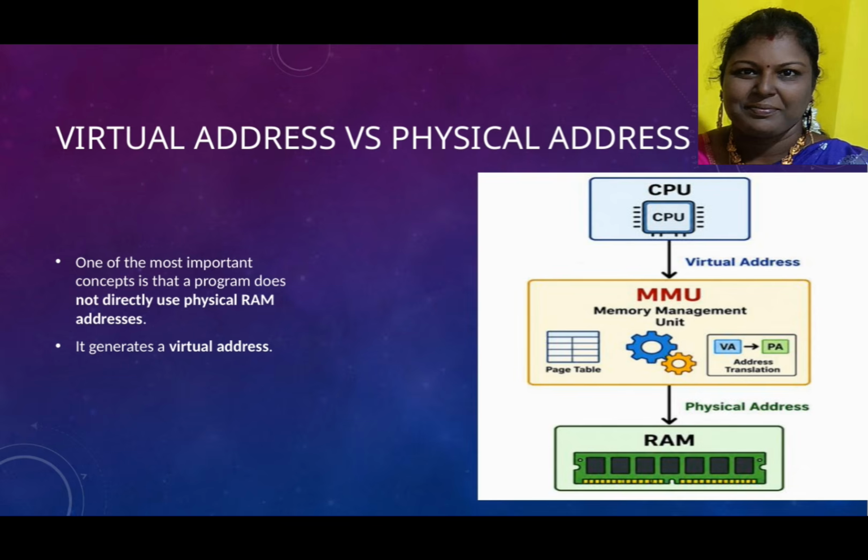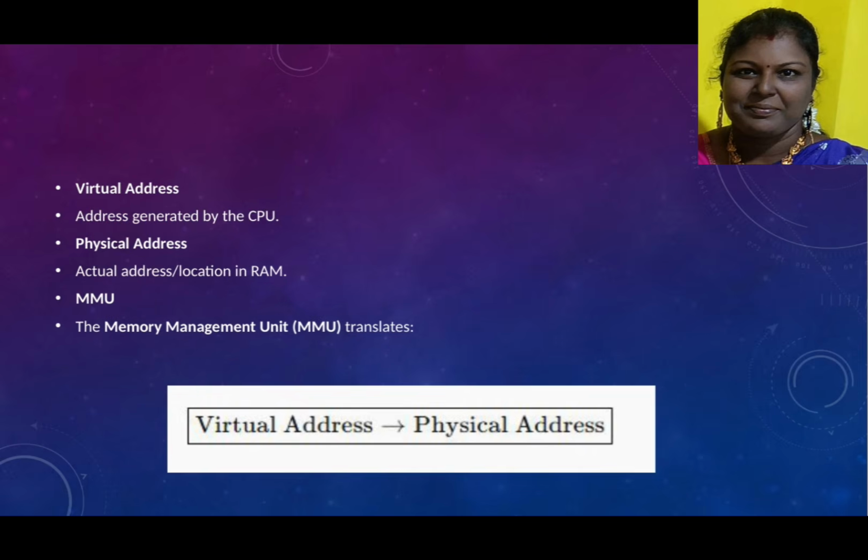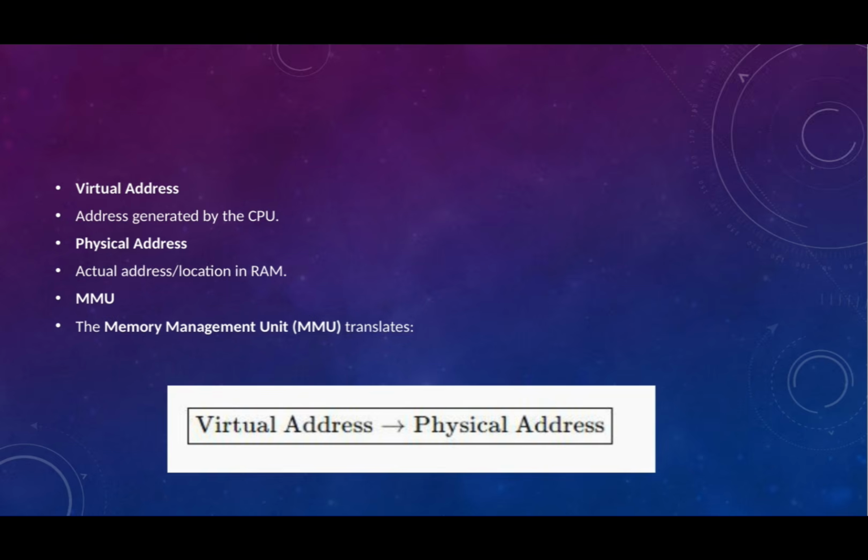Let's break down how memory addresses work in a computer. First, we have the virtual address. This is generated by the CPU. It's like a label or a reference point. Then, there's the physical address. That's the actual location in the RAM where data lives. The key player here is the Memory Management Unit, or MMU. Its job is to translate the virtual address into the physical address, making sure the CPU accesses the right spot in memory. This translation is crucial for efficient and safe memory use.